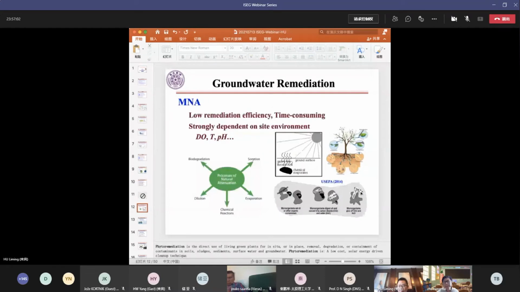So MNA, monitored natural attenuation, just uses nature to clean up the contaminant. The remediation efficiency is very low and it is time consuming, and this actually is not exactly a technology. It strongly depends on the site environment, since the MNA process needs suitable dissolved oxygen, temperature, pH, and other geochemical conditions.